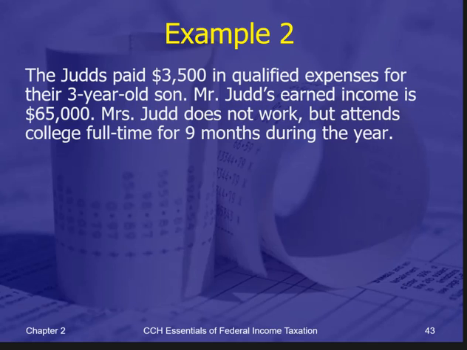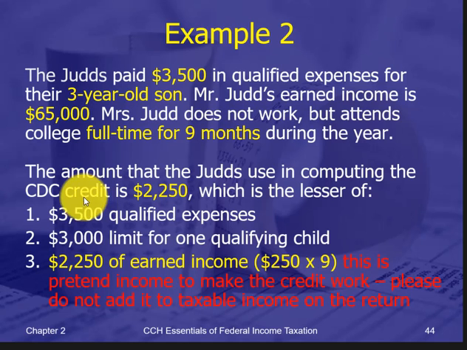Okay. This is a situation where one of them is a full-time student, at least part of the year. So we take the qualified expenses as one option, 3,000 for 1 child, and Mr. Judd's income is 65. Mrs. Judd has no earned income, but she is a full-time student. This is 9 months times 250 for 1 child. Okay, so that would be your lowest amount. So that's what you would use to calculate the credit.